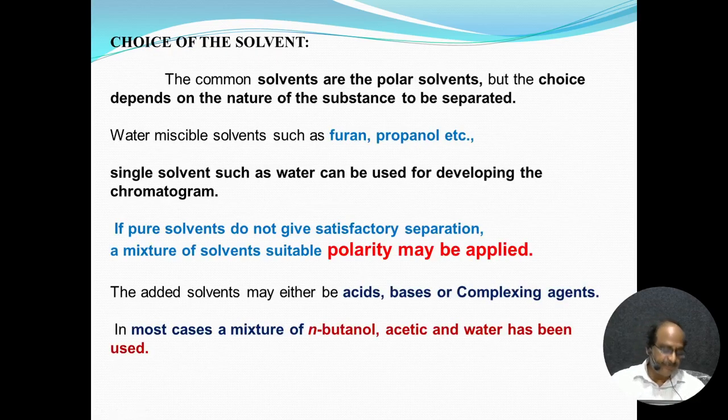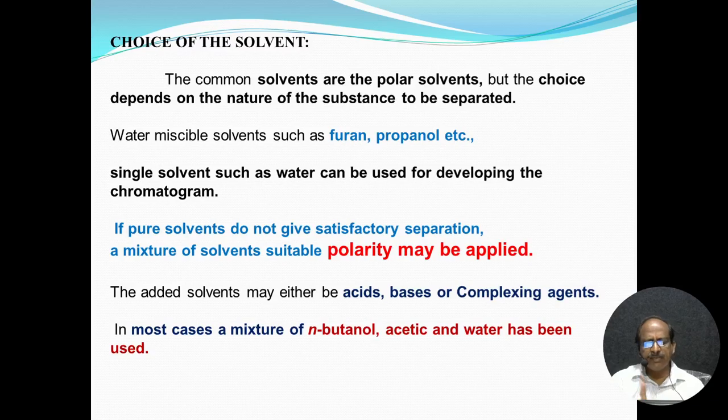The choice of solvent is most important, as not every solvent is suitable. Polar solvents may be used; polar means having a dipole moment. Common solvents are polar solvents, but the choice depends upon the nature of the substance to be separated. Substances may be of very different natures, so we choose accordingly. Water-miscible solvents such as furan, propanol, methanol, etc., can be used, as well as a single solvent such as water.